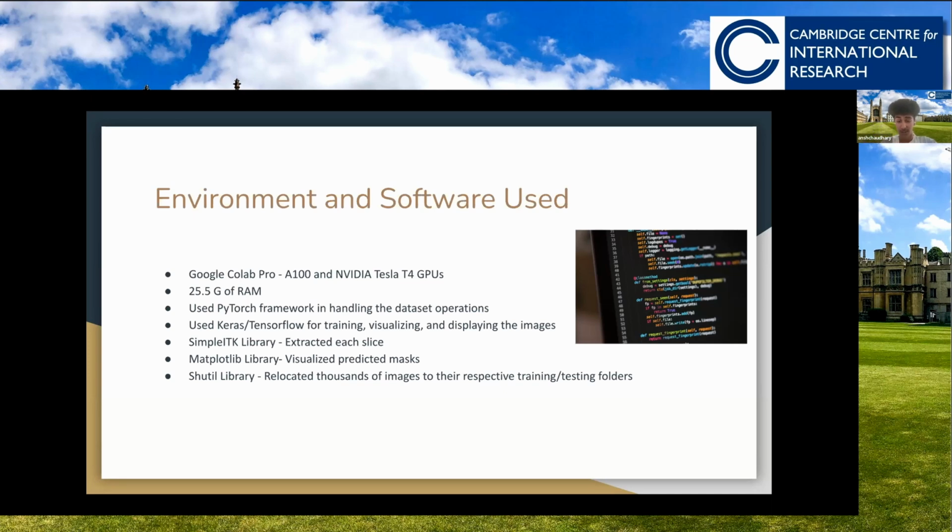As for our libraries, the SimpleITK library was used to extract each slice, giving us the conversion from 3D to 2D, and different characteristics from various volumes, while matplotlib visualized the predicted mask that we used to compare to the ground truth. The ground truth is the actual truth, and the shutil library was used to relocate the extracted images into their respective training and testing folders.